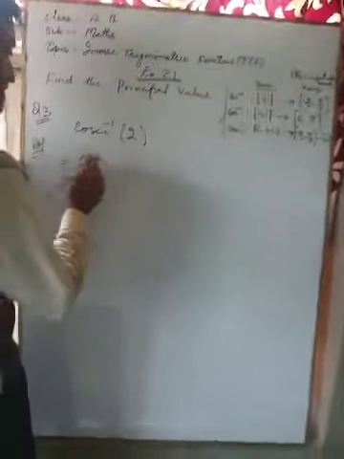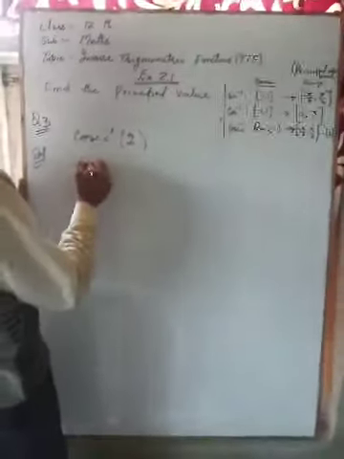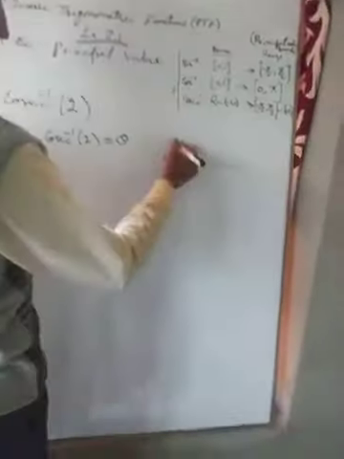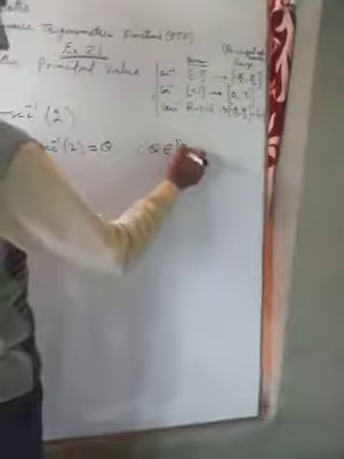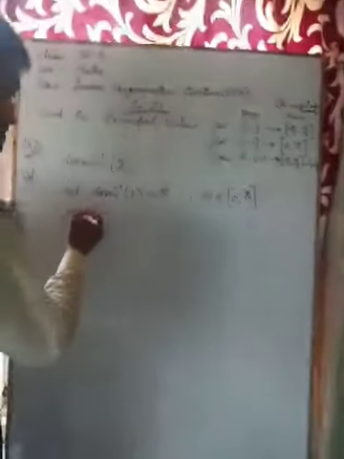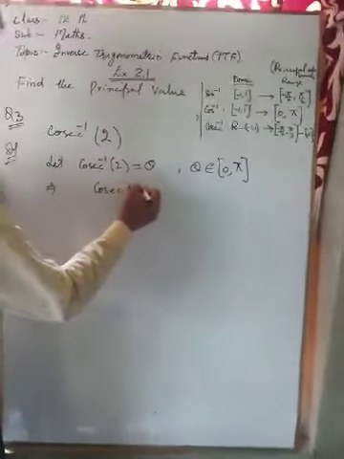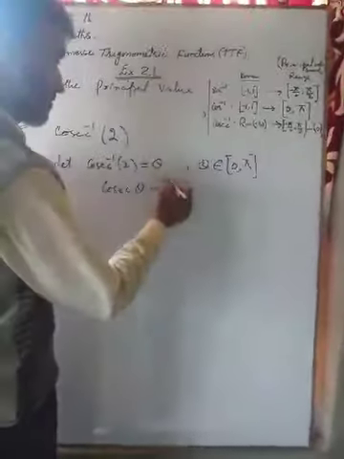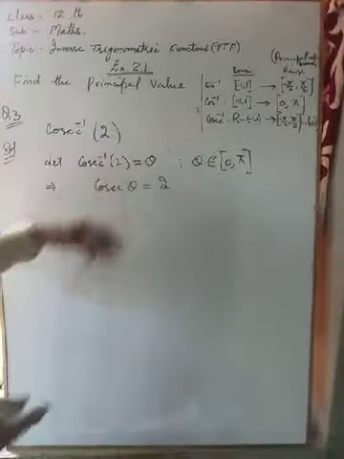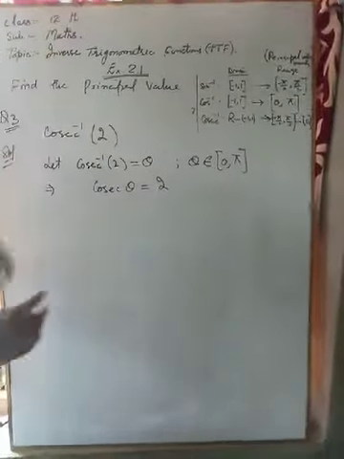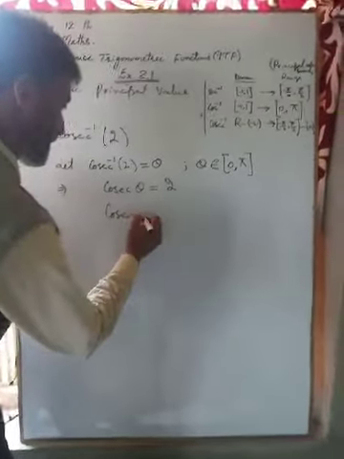So we can write here cosec, or we can do it like this, let cosec inverse 2 is equal to theta, where theta belongs to the closed interval 0 to π। It implies that cosec of theta is equal to 2. जब cosec इनवर्स 2 थीटा के बराबर है तो cosec थीटा 2 के बराबर आएगा. तो we see here that cosec of theta is equal to 2.